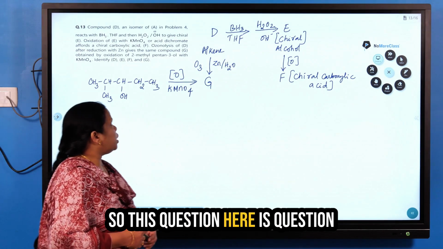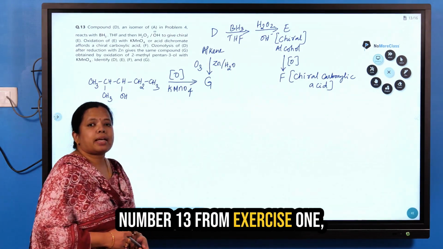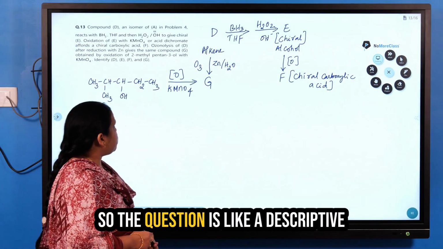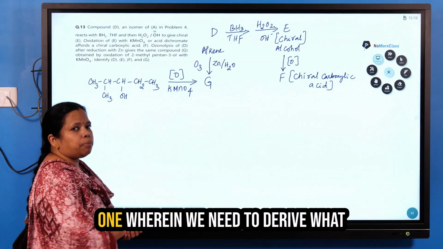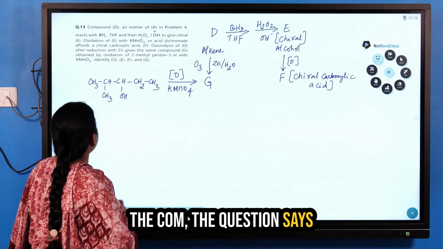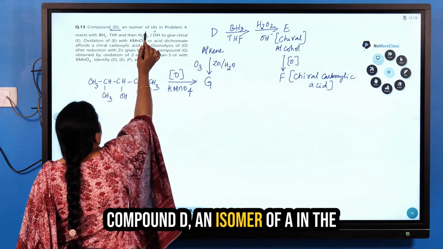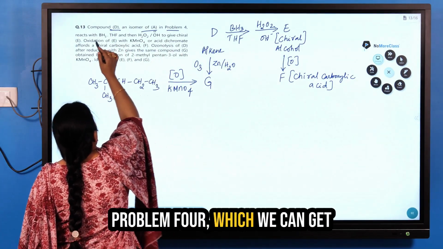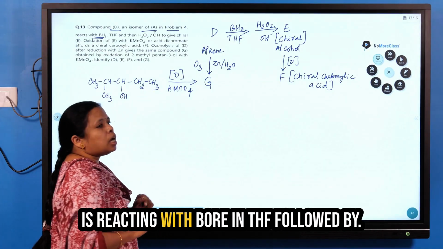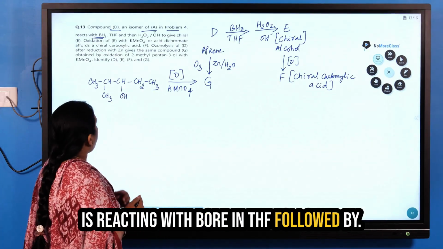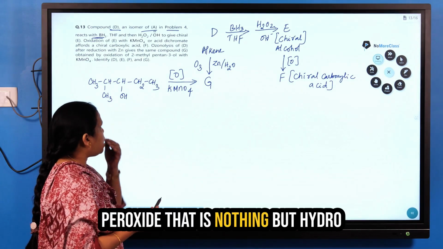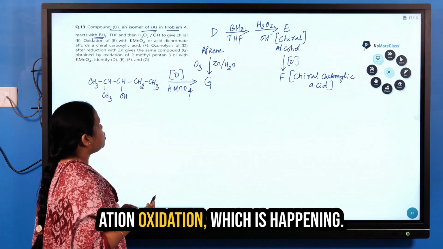So this question here is question number 13 from exercise 1, alcohols, phenols, ethers of phase 5. The question is a descriptive one wherein we need to derive the different components. The question says compound B, an isomer of A in problem 4, which we can get from the previous question, is reacting with borane in THF followed by oxidation with hydrogen peroxide. That is nothing but hydroboration oxidation which is happening.